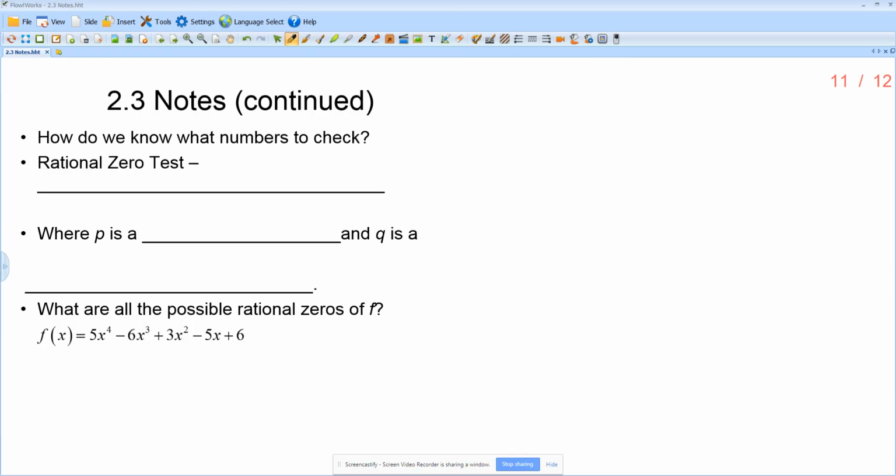So then the way that this is going to be used is by doing what's called the rational zeros test. The rational zeros test tells us all rational zeros will be in the form of plus or minus p over q.